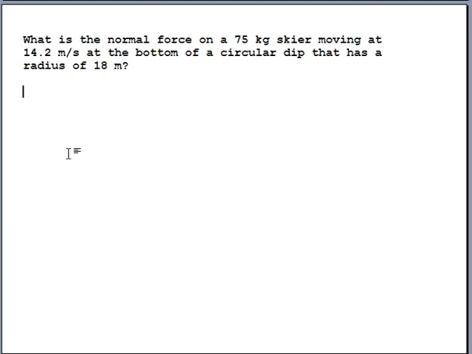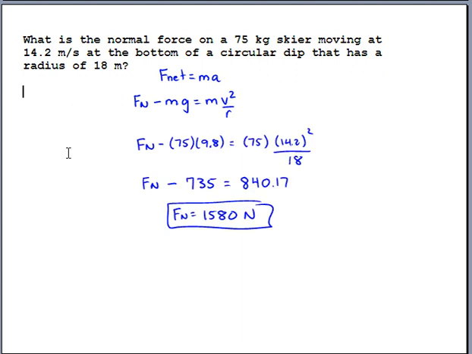Let's try one of these out. Trying to find the normal force on a skier. They're going pretty fast, 14 meters per second through a little circular dip. The radius is 18. Okay, so if I am at the bottom, as you've seen in the free body diagram, I'm going to have Fn minus the mg equals mv squared over r. And now it's really just plug and play. The only thing we were missing is the normal force up.